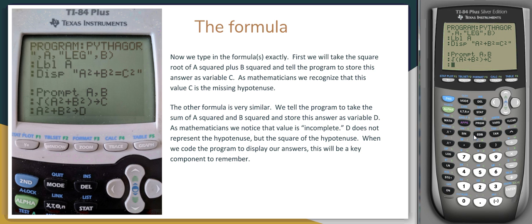We're going to do another one. A squared plus B squared will be stored as variable D. And you'll see why in a moment. But yes, we have square root of A squared plus B squared goes to C, and A squared plus B squared alone goes to D.